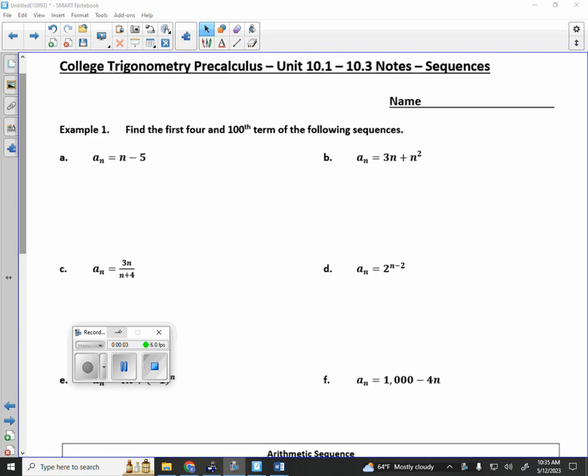Really enjoy this unit. Oh yeah, do we need a calculator? You're gonna be fine without a calculator.